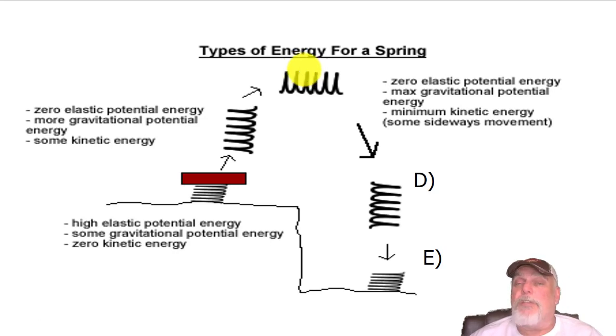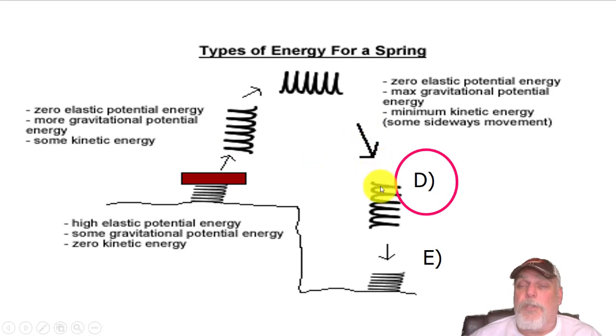It might be moving sideways. It probably will at this point. But let's just imagine it goes straight up and down. At this point, it has to slow down, slow down, slow down, stop, and then change direction to fall back down towards the Earth. At point D, the spring is falling down towards the Earth.